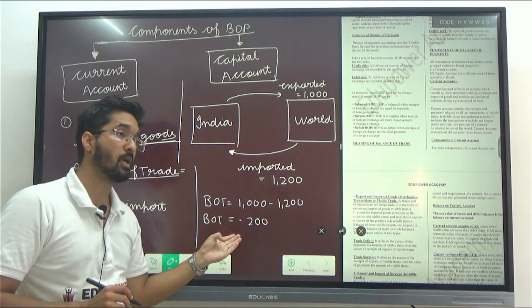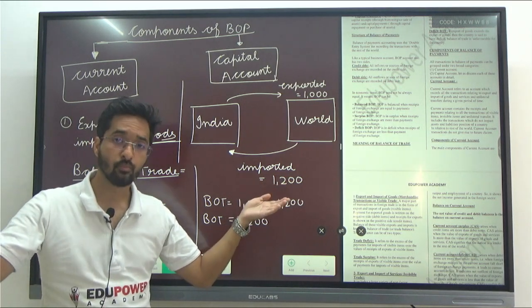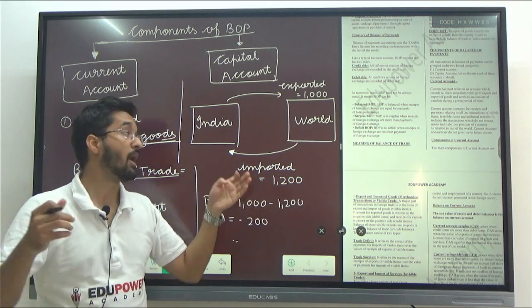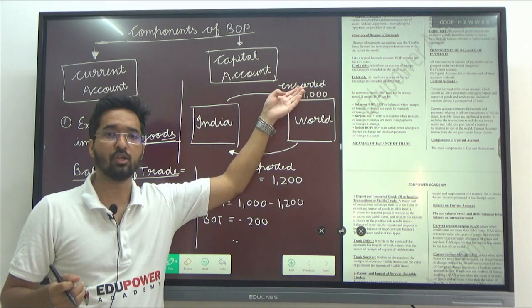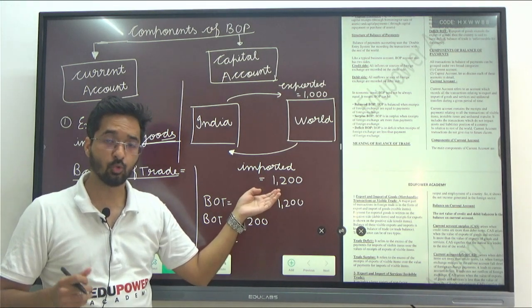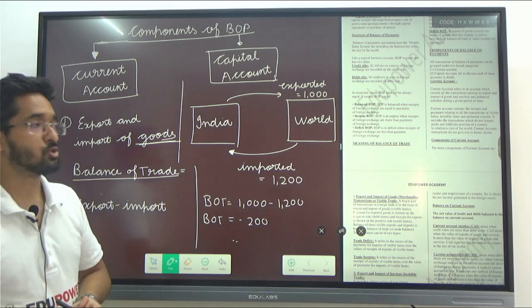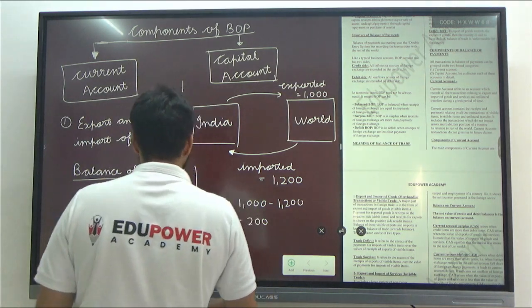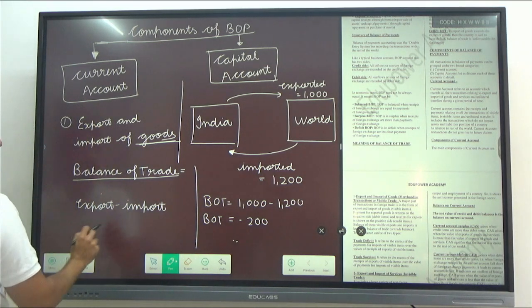India has to pay this money to the world, because India has imported more and India has exported very less. India has exported goods worth only 1000, but India has imported goods worth rupees 1200. Okay. So, this is called as balance of trade. Now, there can be three situations in the balance of trade. I hope everyone has noted this.